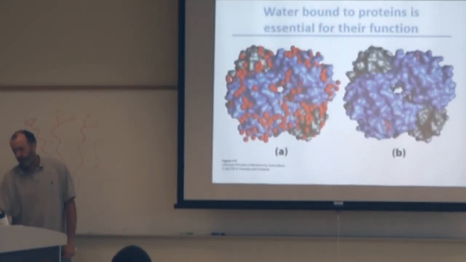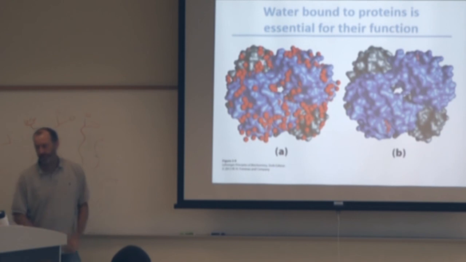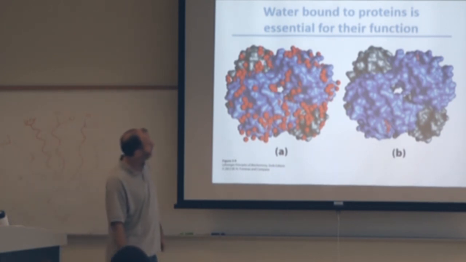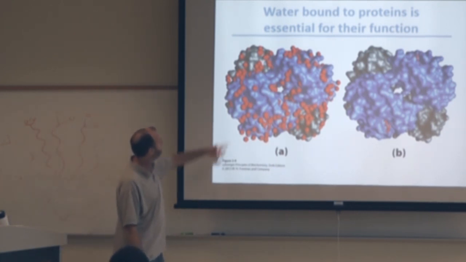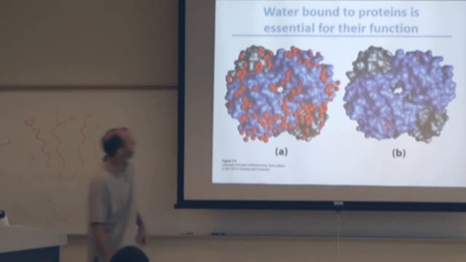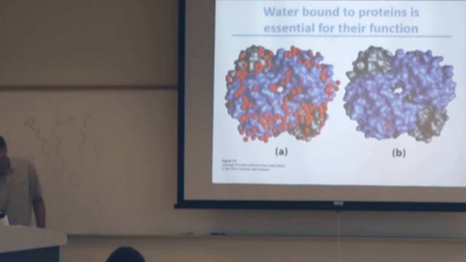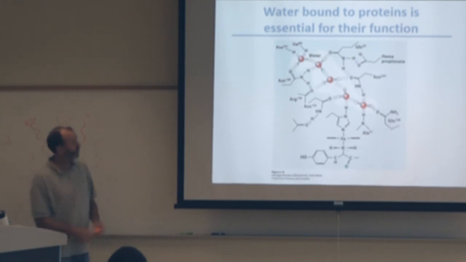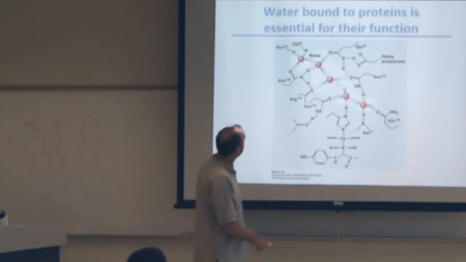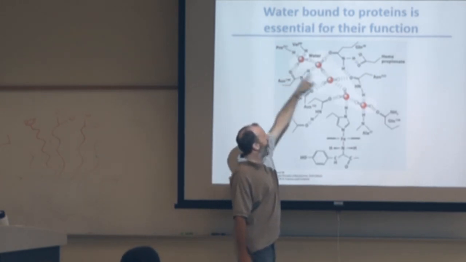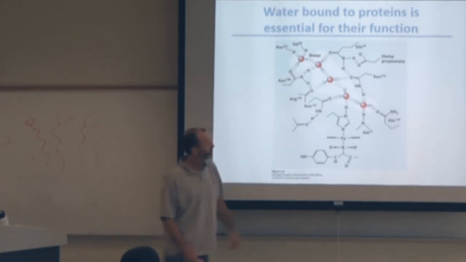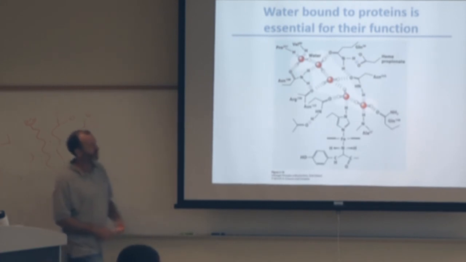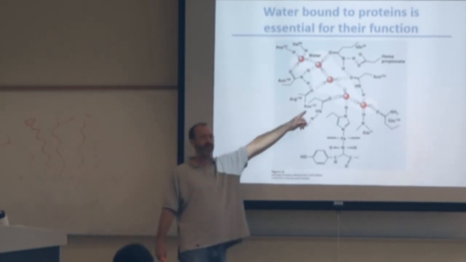So water bound to proteins is essential for their function. This is an enzyme. I think you can see where all the water molecules are bound in that picture. It's essential for their function. This is at an active site on an enzyme. And you can see how the water interacts with all the side chains. These are side chains on amino acids.